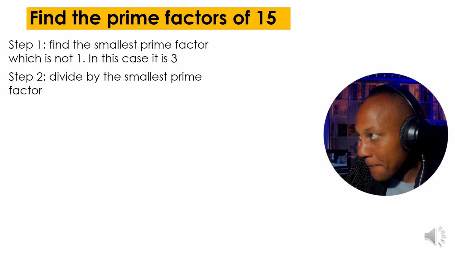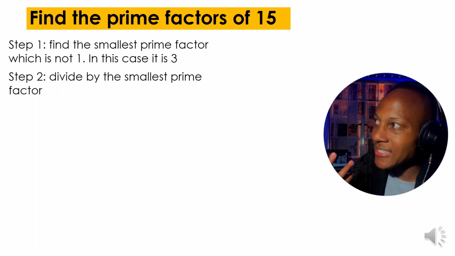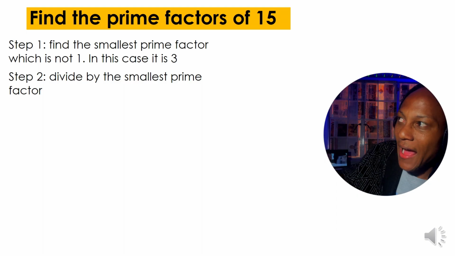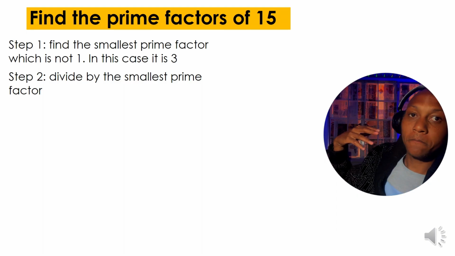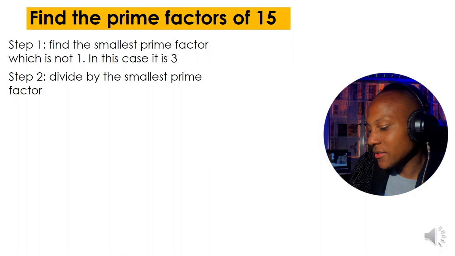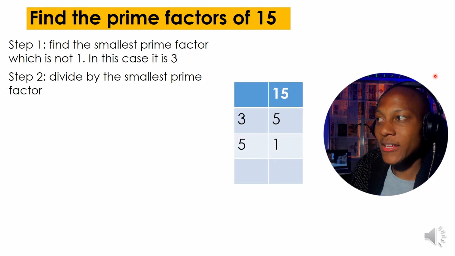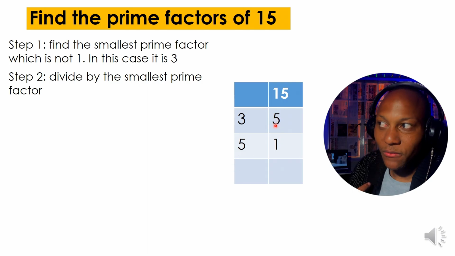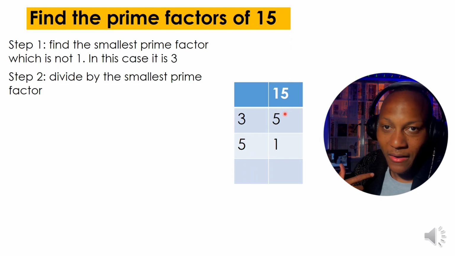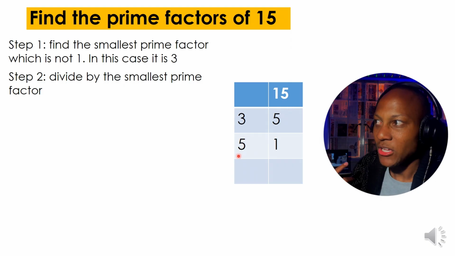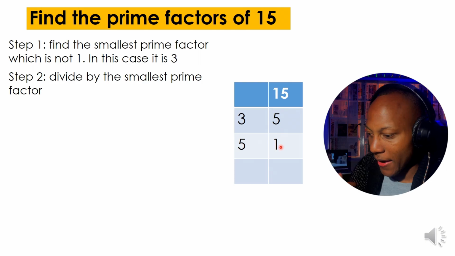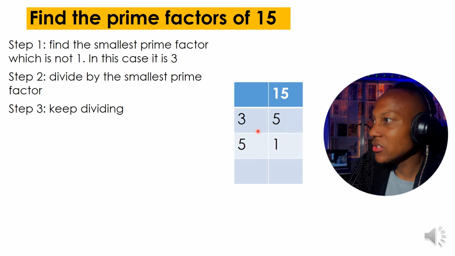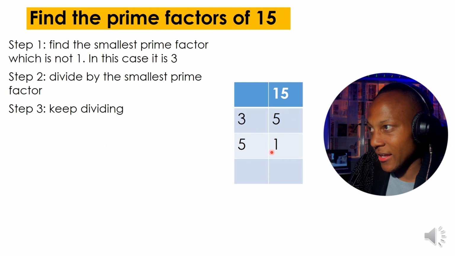After we find that number, we divide 15 by that number. The answer that we get, we divide it again by the smallest prime factor. So 3 into 15, we get 5. The smallest prime factor that can get into 5, and the only prime number that can divide into 5 without leaving a remainder, is just 5. So 5 into 5, then you get 1. After you get that, you keep dividing until you get this 1 here.